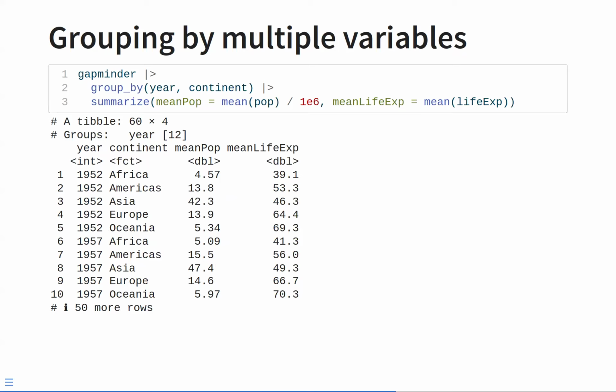You can also group by multiple variables. So if you wanted to compute the summary statistics by year and continent, then you can use group by year, continent. I'm computing exactly the same summary statistics, but now I'm doing it for a much larger number of groups. So I've got 1952 Africa, 1952 Americas, 1952 Asia, and so on.